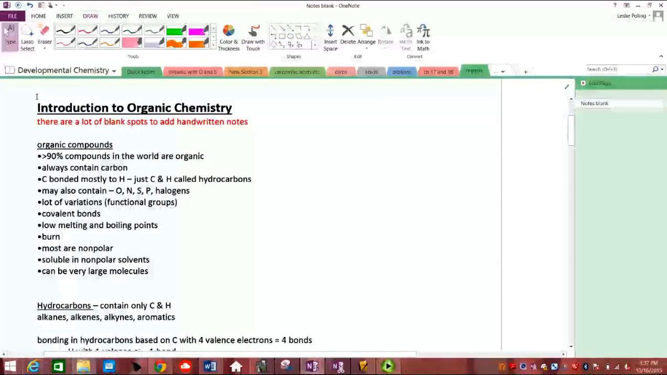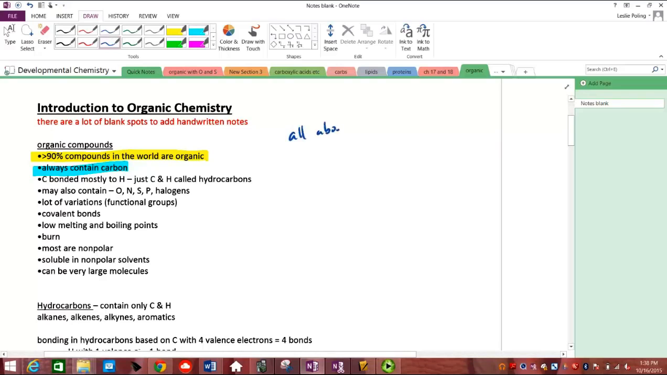Welcome to the world of organic chemistry. There are very many more organic compounds than anything else. And what makes something organic is that it contains carbon. So, organic chemistry, it's all about carbon and what carbon can do.